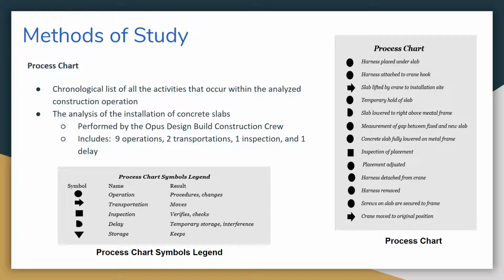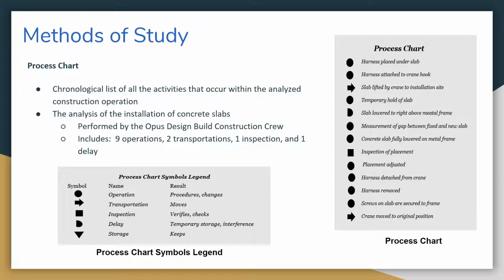A process chart is a chronological list of all the activities that occur within the analyzed construction operation that typically accompanies a flow diagram. The activities are classified through chart symbols adapted by the American Society of Mechanical Engineers. The following is a legend summarizing their meaning and results. As you can see, the circle represents operation, the arrow transportation, the square inspection, the semicircle delay, and the triangle storage.